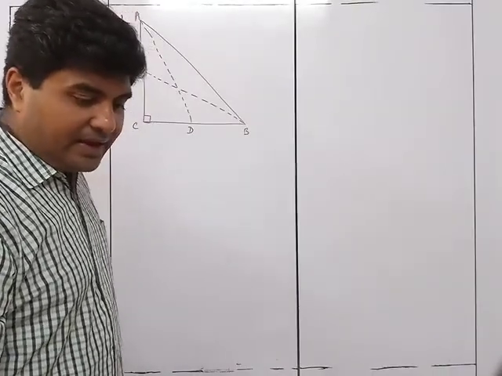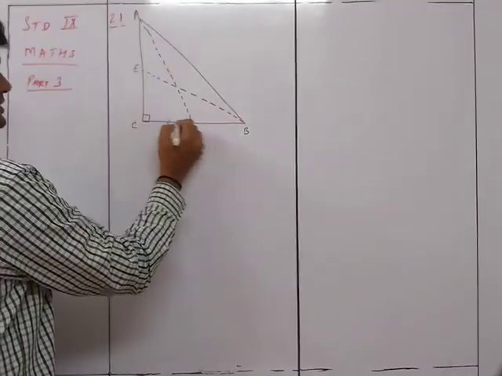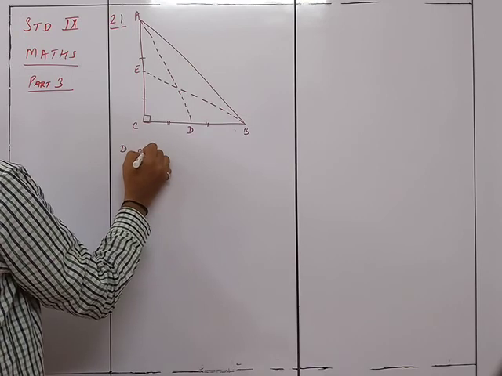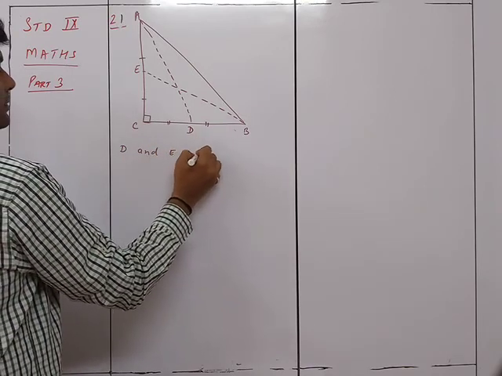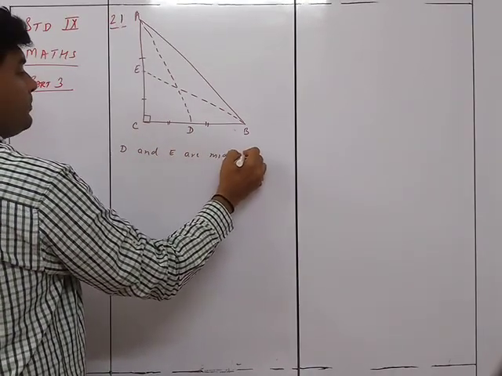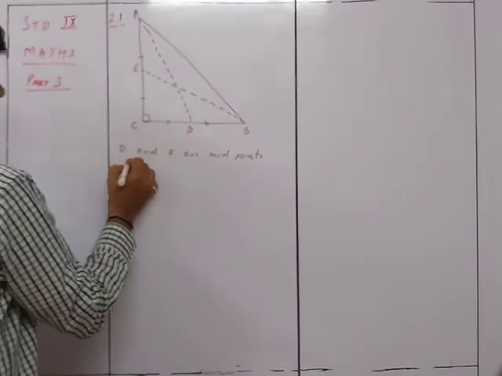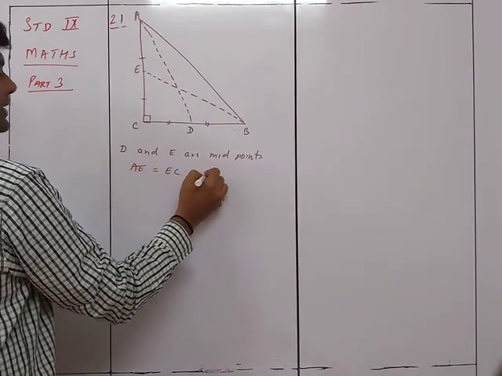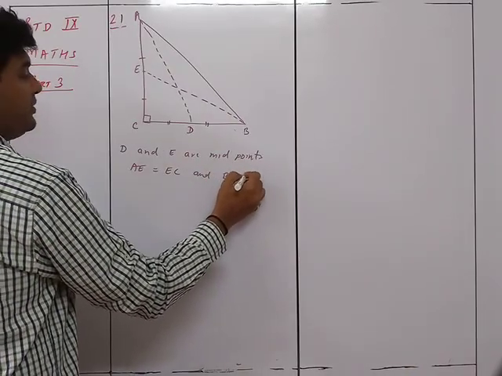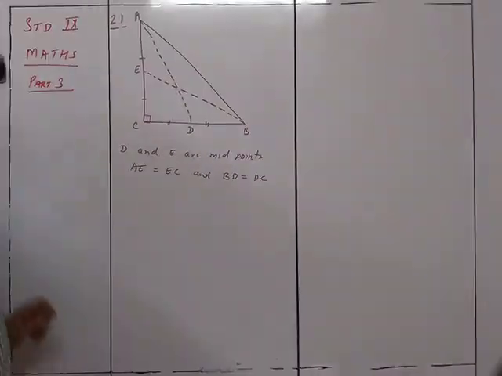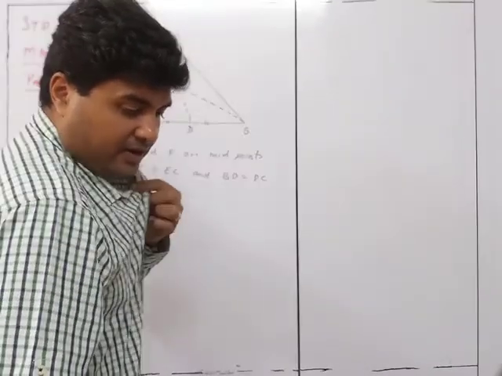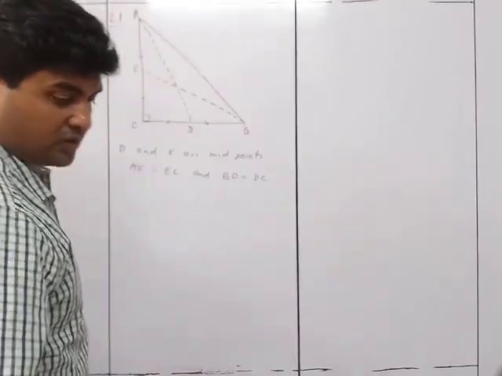It is given that D and E are the midpoints, so this is equal to this and this is equal to this. So given that D and E are midpoints, accordingly we know that AE is equal to EC and BD is equal to DC. Otherwise it is just a right angle triangle, so nothing extra.